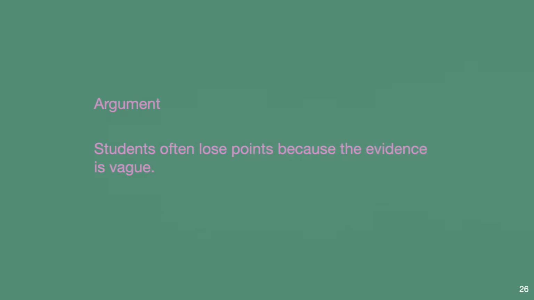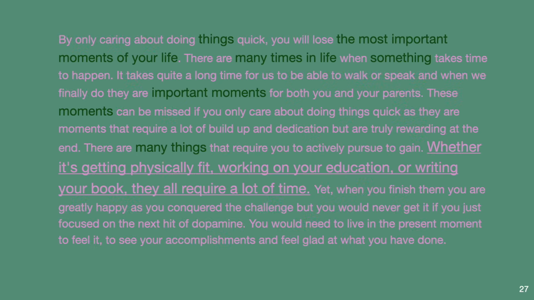For the argument essay, students often lose points because the evidence is vague. Here's an example of vague evidence. Notice how many times the student mentions things and important moments in life without giving us specific examples. And when the student finally gets slightly more specific by saying things can be getting physically fit, working on your education, or writing a book, the student doesn't explain why rushing through these things would make you miss something meaningful.